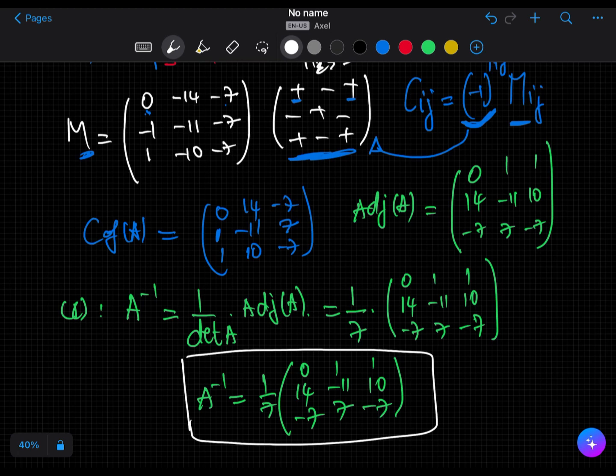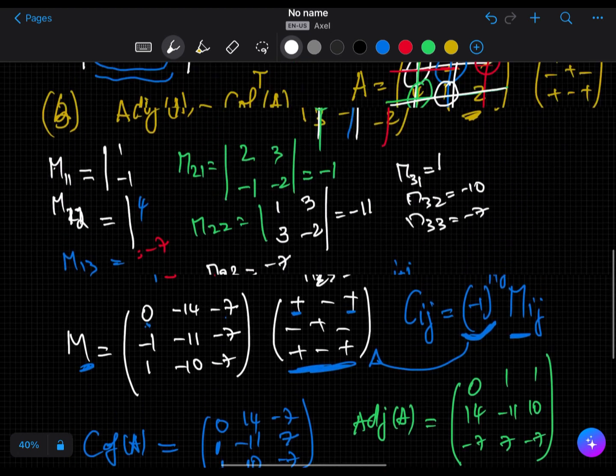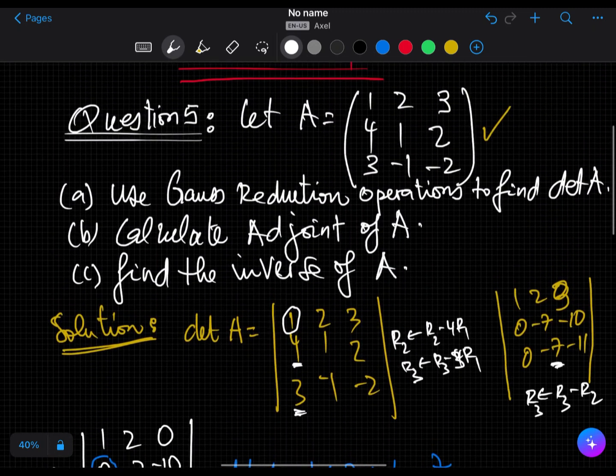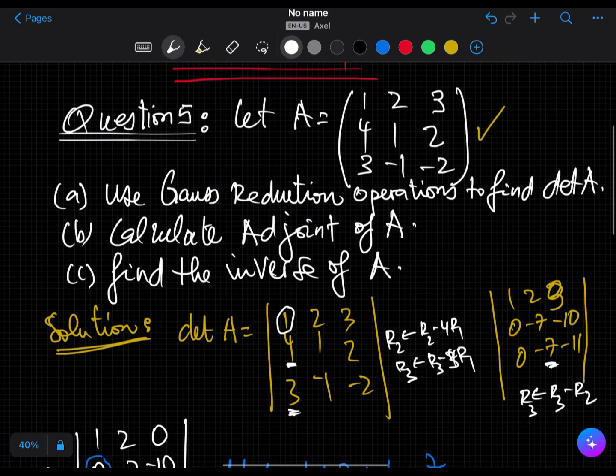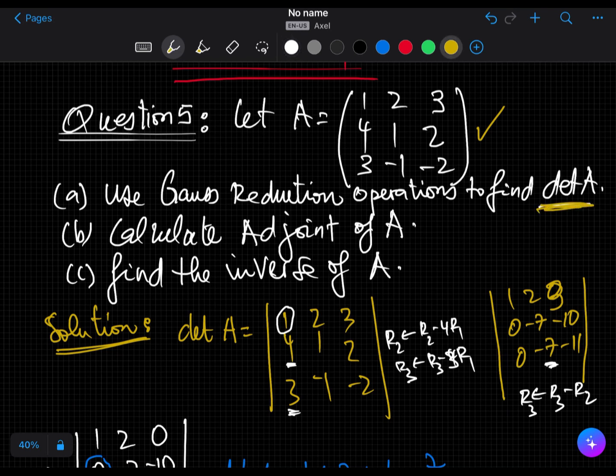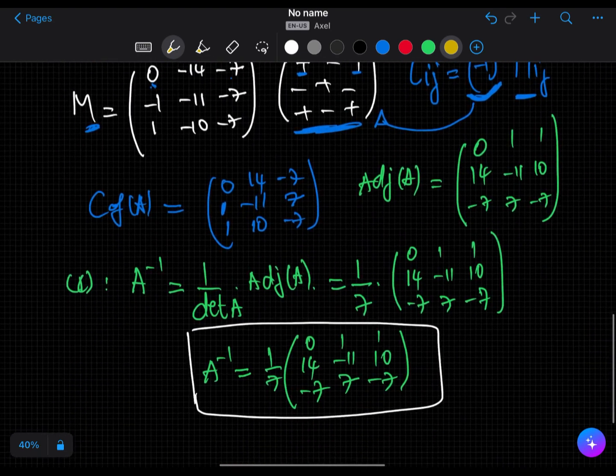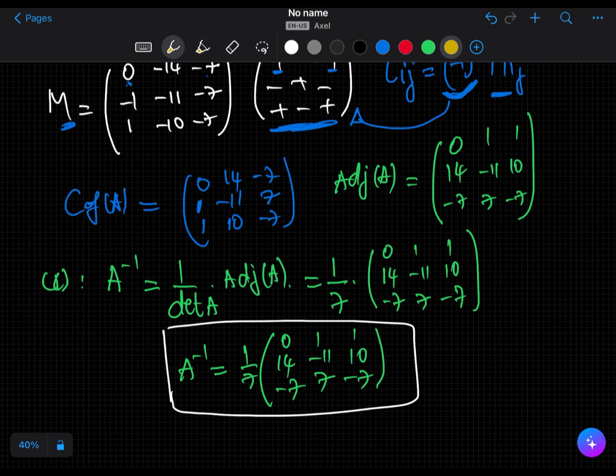So in this video we answered the three questions that were asked at the very beginning. Use the Gauss reduction operation to find the determinant of A, right? So we got it, and then find the adjoint of A. You saw how we did it step by step, and then find the inverse. And in this video we went together step by step to find the determinant of A, the adjoint, and therefore finally we were able to find the inverse of matrix A.